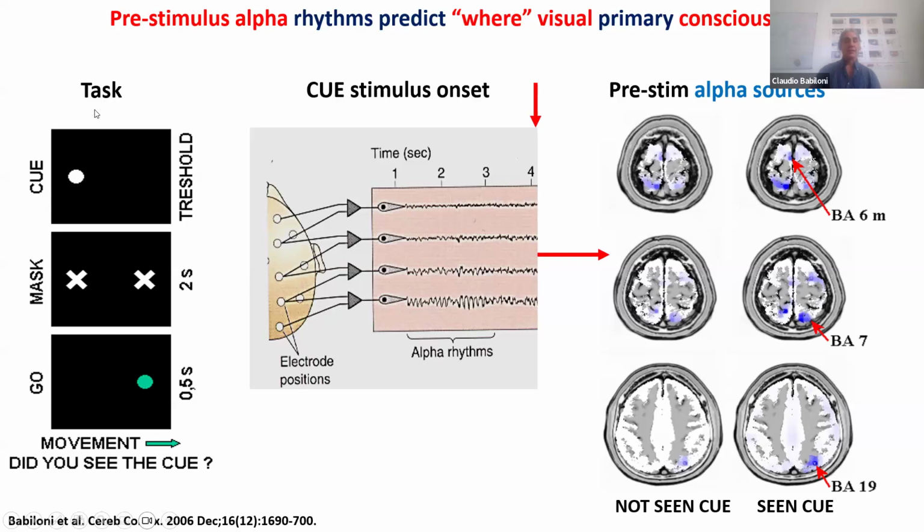So you see that at the beginning of an event, we showed a white circle in the left or right part of the screen. And this was the cue stimulus suggesting the site where the go stimulus, the green go stimulus, will appear after about 2 seconds.